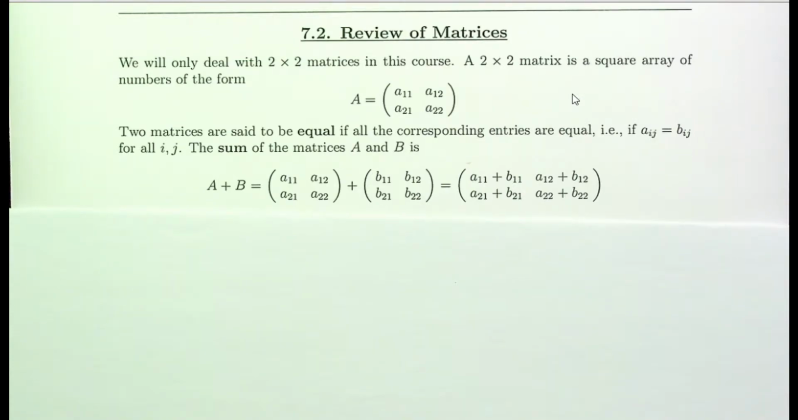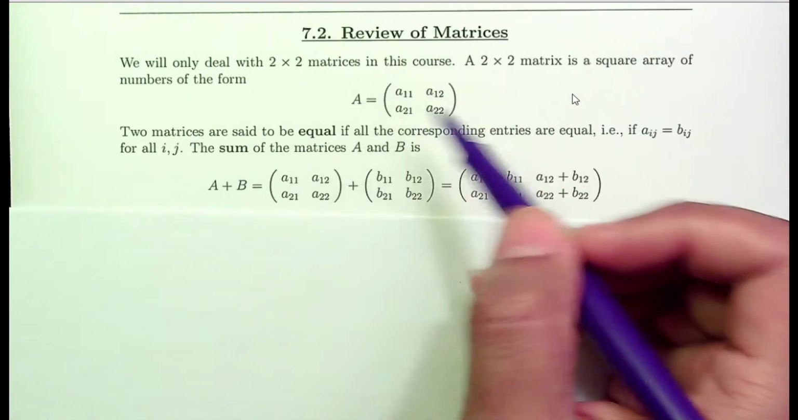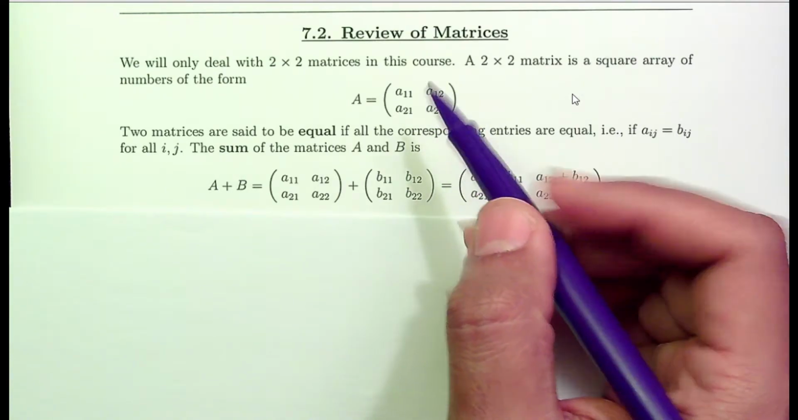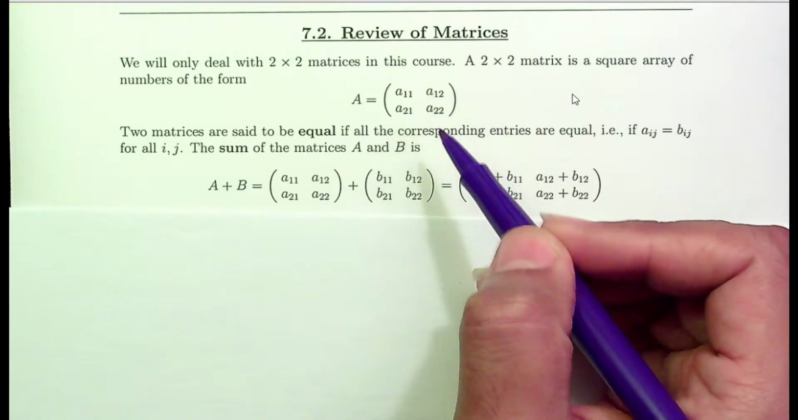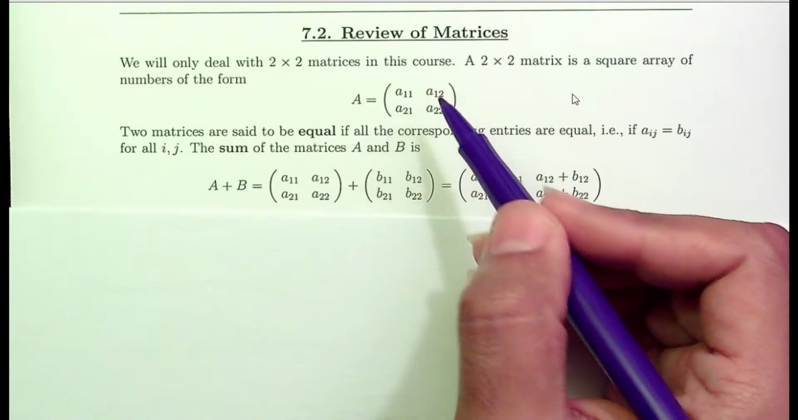So a matrix, since we will be dealing with systems that are 2 by 2, we're only going to be dealing with 2 by 2 matrices. So a matrix is just going to be a square array. A 2 by 2 matrix is just going to be a square array of numbers, just like this one.